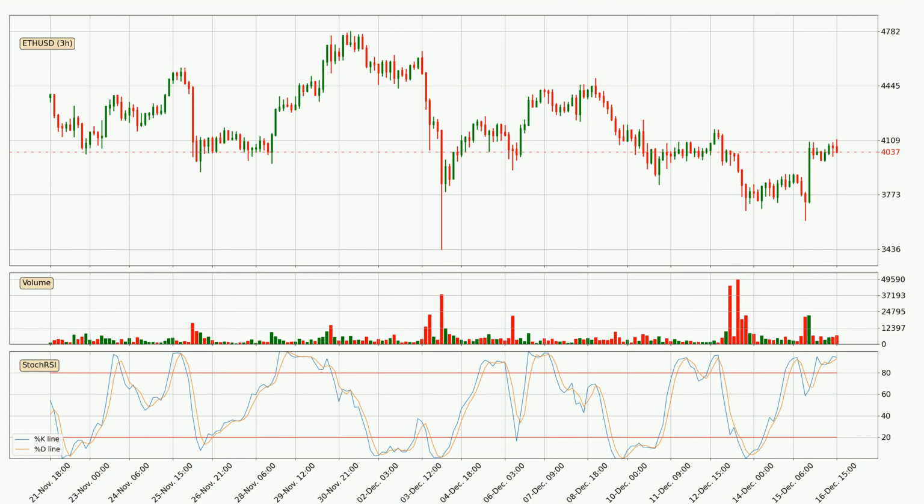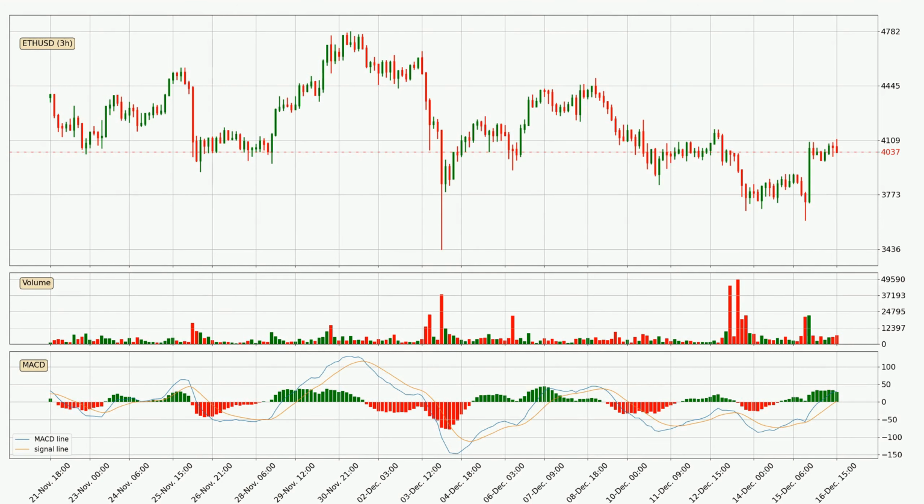Looking at the 3-hourly MACD, seeing as the MACD line is above the signal line, meaning that the trend is currently on the up. But according to the MACD histogram, we can see that the momentum is going down. Owing to this, we can expect the price to remain stable, and you should wait and see if the MACD line will cross the signal line, which will be a downward trend.